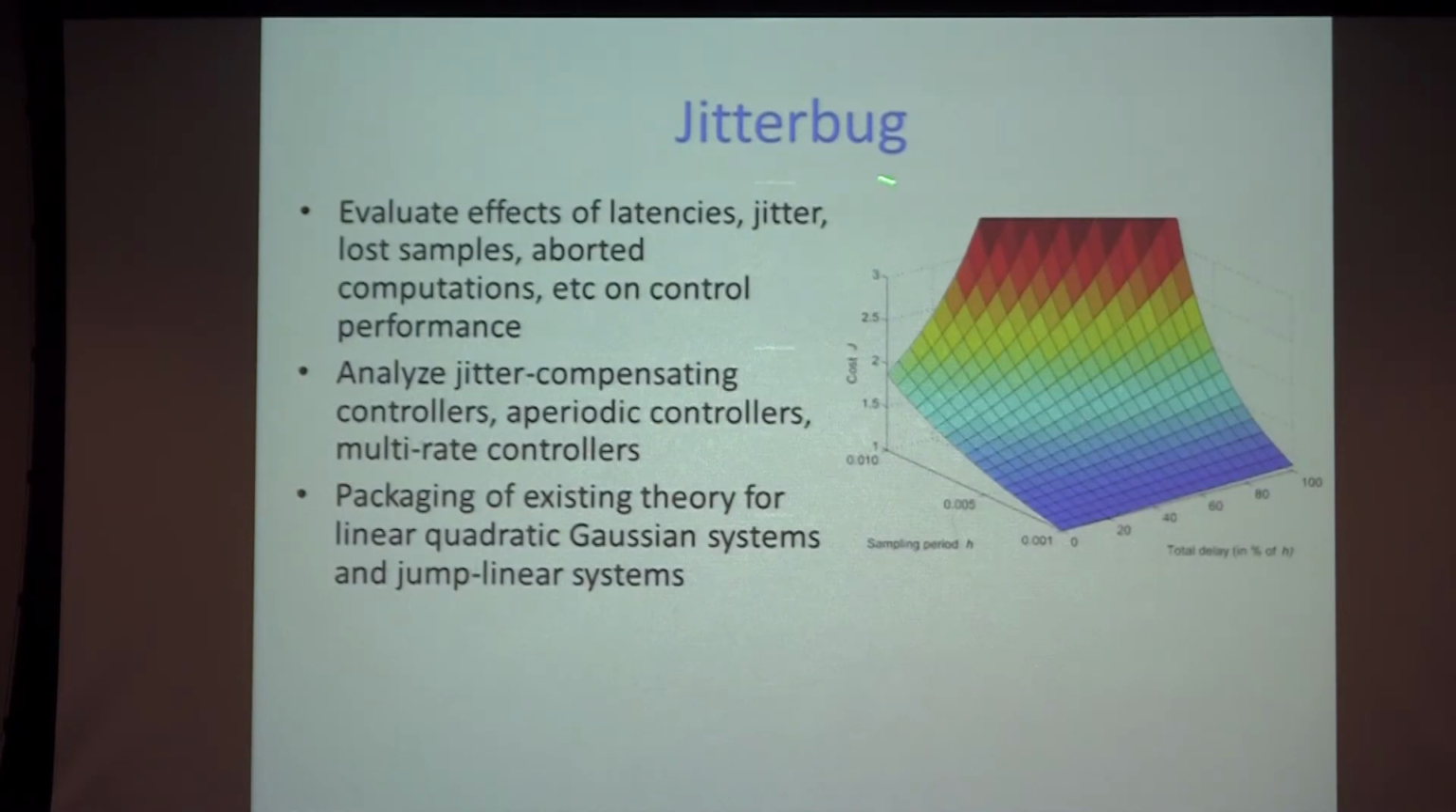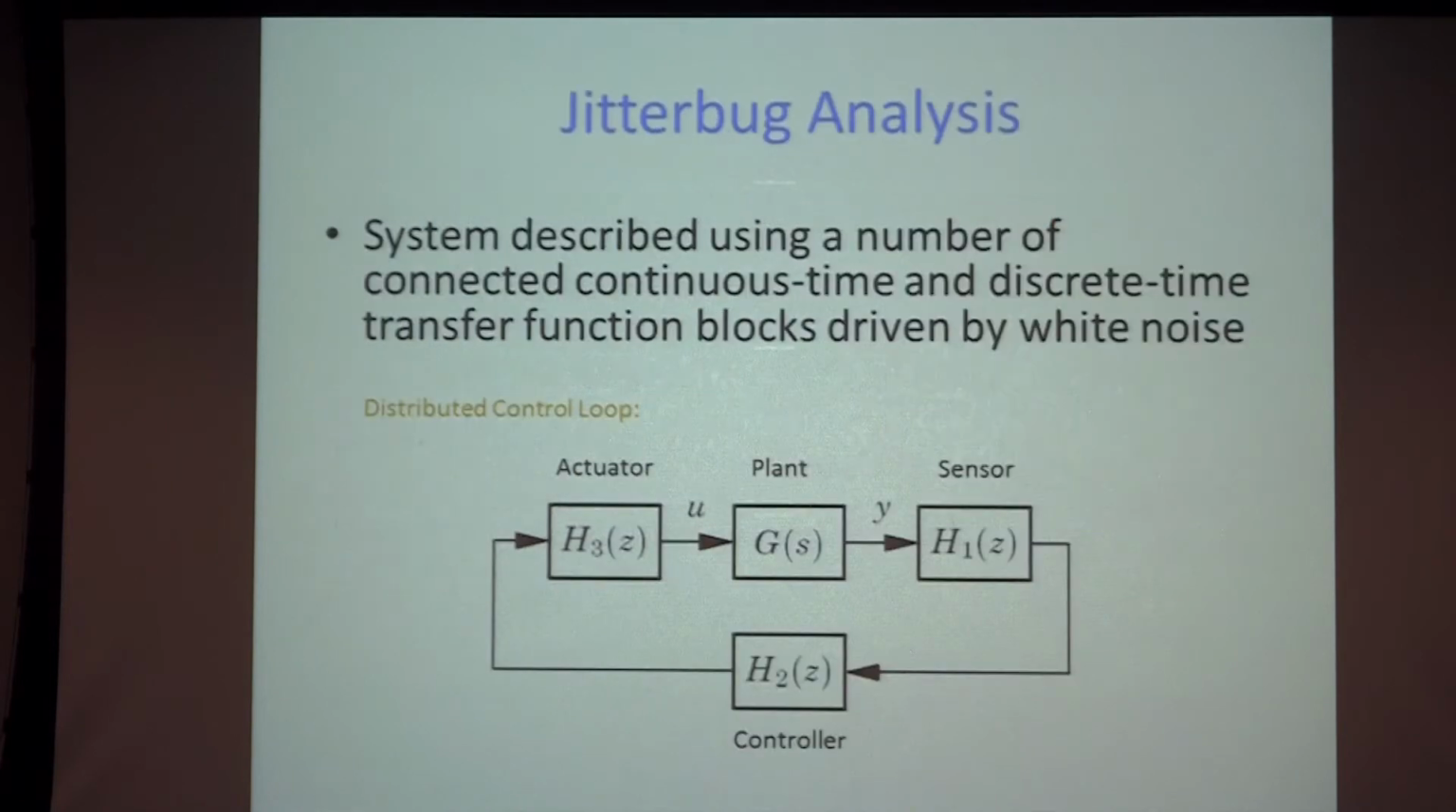So using this toolbox, you can evaluate the effects of latencies, jittering latencies, lost samples, aborted computations, and how that affects control performance. We can also analyze jitter compensating controllers. There is some limited support for analyzing aperiodic controllers and multi-rate controllers. And this is really just a packaging of already available theory for linear quadratic Gaussian systems and jump linear systems. So this is really old stuff that has been packaged.